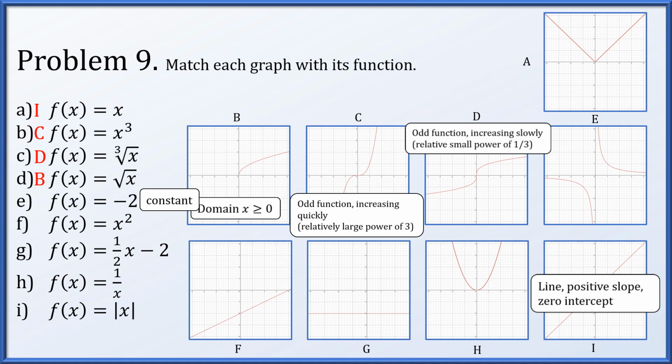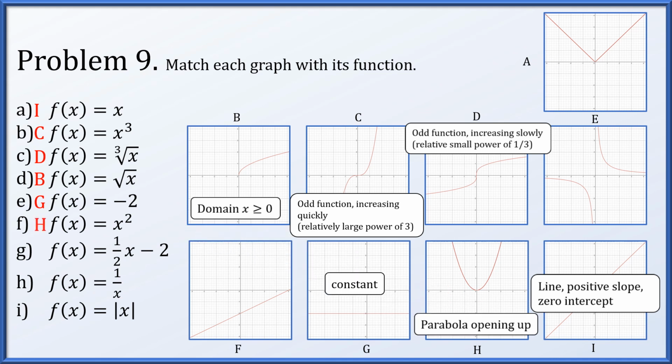F of x equals minus 2 is a constant, and there's really only one graph up here that's a horizontal line, that's G. F of x equals x squared, we recognize as a parabola that is opening up. There's only one option, that's H. F of x equals 1/2 x minus 2 is a straight line. Its slope is positive, 1/2, and it has a negative intercept, and that's F right there.